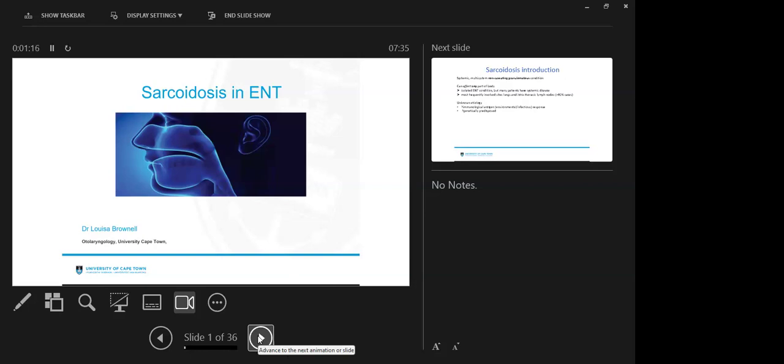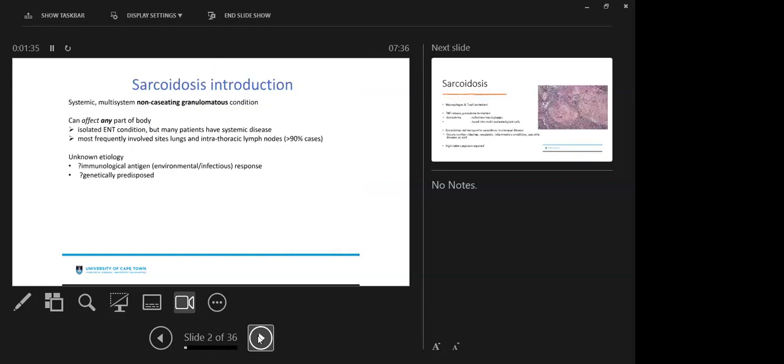This morning, it's not a very long presentation, but I just wanted to review sarcoidosis in ENT. I'm Dr. Brownell at the University of Cape Town. I saw a patient earlier this week that had confirmed sarcoid, and I thought it might be useful just to go over the critical points for sarcoidosis from an ENT perspective.